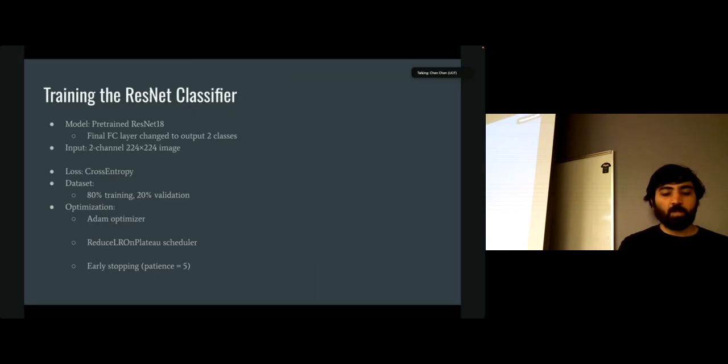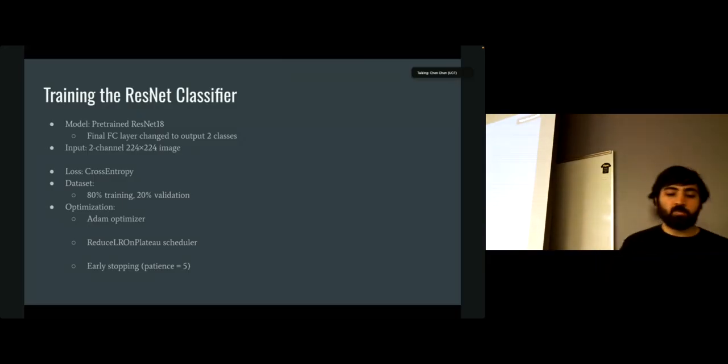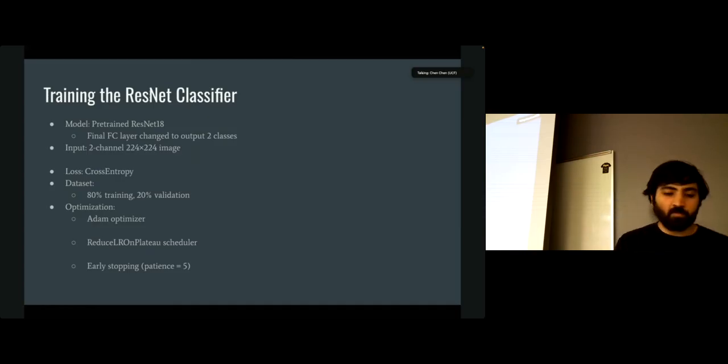The patches I have divided into 80% training data and 20% validation data. And again, as with the segmentation model, I use the Adam optimizer and reduce the learning rate whenever I hit a plateau, along with early stopping with a patience of 5, so that I don't keep on training without improving performance.